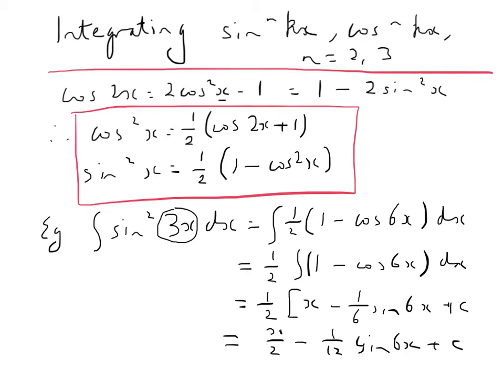Notice you'll get this pattern every time. Every time we're anti-differentiating sine squared, we expect to get something in the shape of x on 2 and then sine 6x.